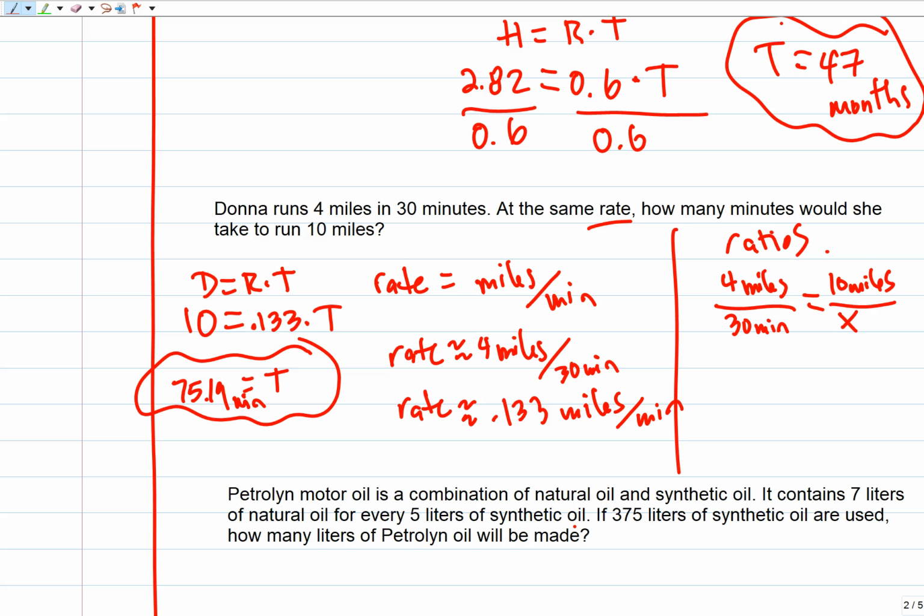See, what I can do is solve this. I can set up a ratio and say miles over minutes should be equal to 10 miles over however many minutes this takes. So then what would we do here? Well, we would cross multiply and divide. I could multiply both sides. I want to clear out the 30 and the x, so I'm going to multiply both sides by 30x. On the left side, the 30 goes away. On the right side, the x goes away. So I'm left with what? 4x is equal to 30 times 10, 300. 300 divided by 4.